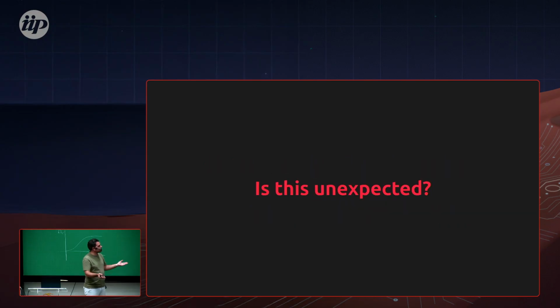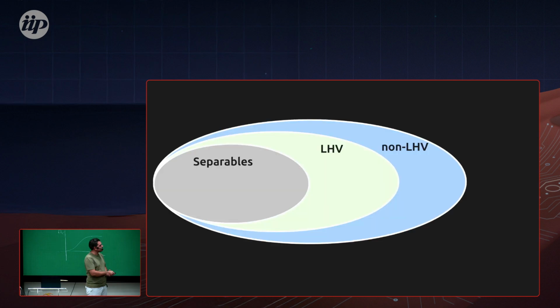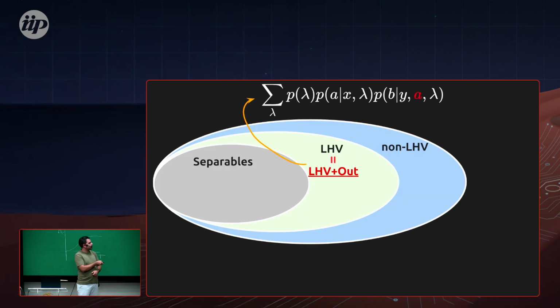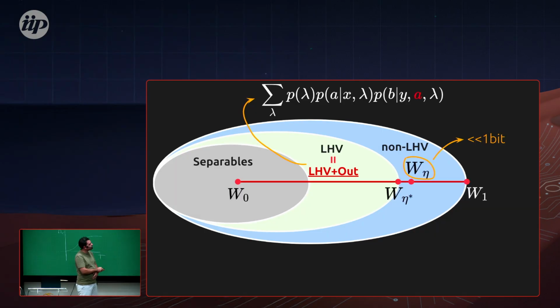And so the question is, is this unexpected? For me, it was, and I'm trying to convince you a little bit that it is, just using the example that I was constructing before. So again, this pictorial representation of the set of states. And the result is just saying that these two are the same. So the LHV states, or the local states, are equal to the set of LHV plus out states, where you allow Alice to send her outcome to Bob.